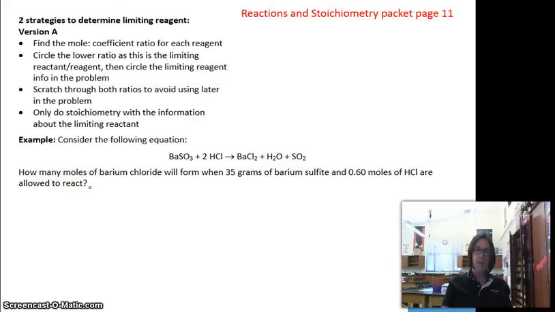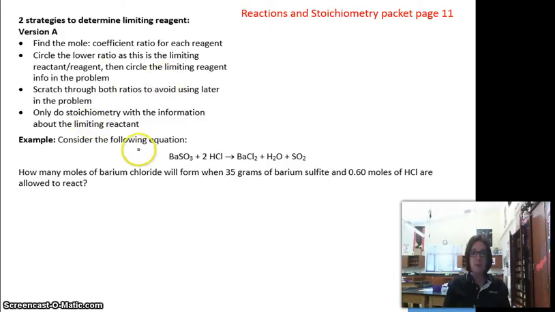So in version A, what you would do is you would need to find the mole to coefficient ratio for each reagent that they give you in the problem. And then once you have those, you would circle the lower ratio because that would give you your limiting reagent.